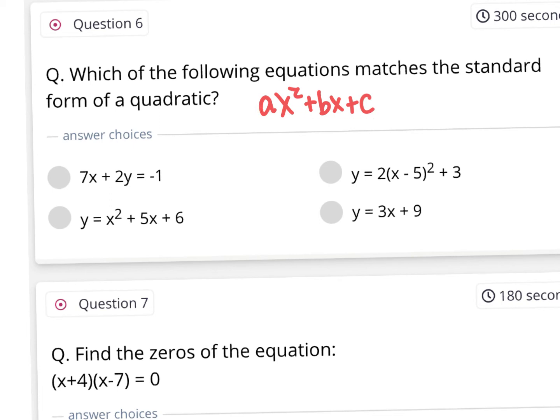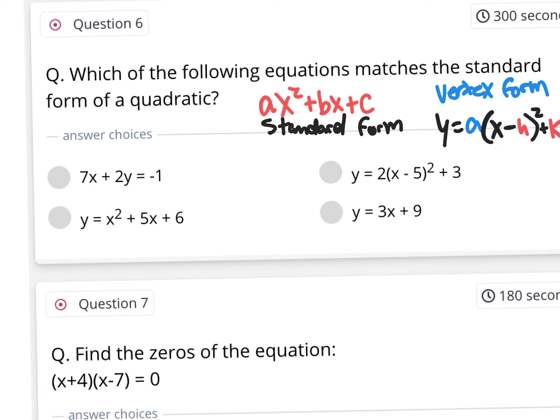What other forms do we know? We also know vertex form, when we were graphing parabolas, and that was y equals a, parentheses x minus h, close parentheses, squared plus k. Again, this one was standard form. So the question is, which of these following are in standard form?